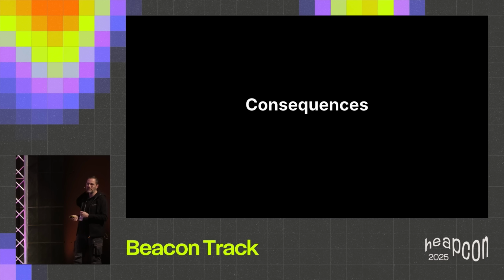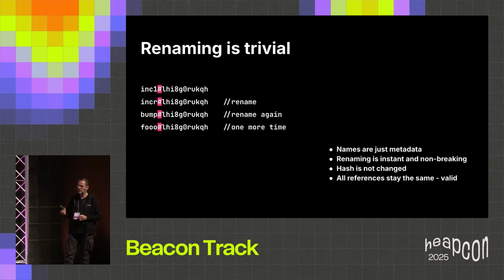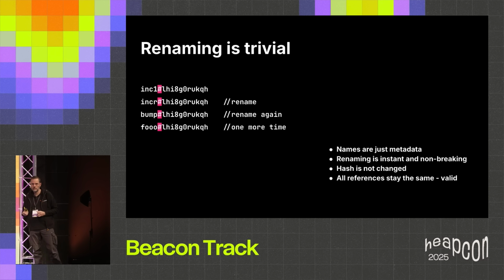So let's see what are the consequences of this simple sentence, this simple concept that whole languages are being built upon. First thing, every function, every term, every definition, every data structure will be converted into binary, and a hash will be computed. Names still do exist. As a developer, of course, you will not write a hash function. You will use names. But the names are just metadata.